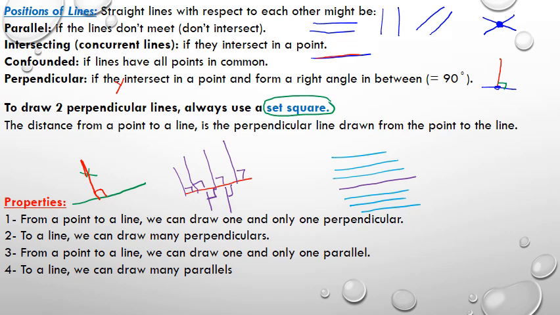The fourth property, to a line we can draw many parallels, and here if we have a straight line and a point, how many parallels can we draw passing through this point? We can draw one and only one parallel to this straight line. So these are the properties that we will use in our lesson, which is the positions of lines.